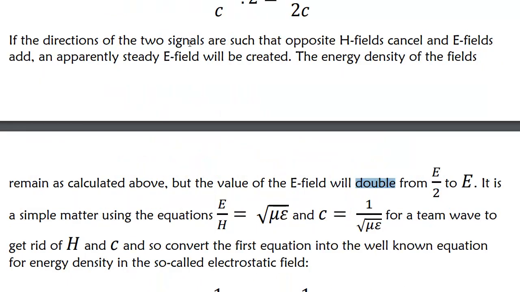So if the directions of the two signals are such that opposite H fields cancel and E fields add, an apparently steady E field will be created. The energy density of the fields remains as calculated above, but the value of the E field will double from E over 2 to E. Okay, so that's what I'm talking about when it comes to superposition. Floyd Sweet states this empirically.